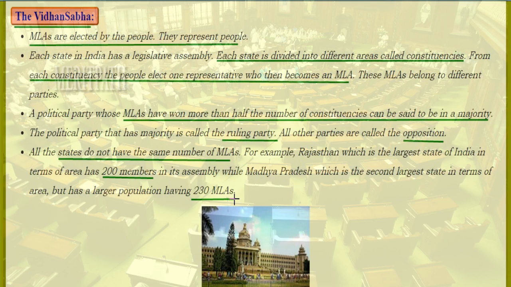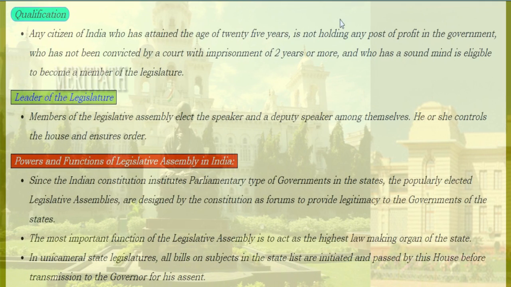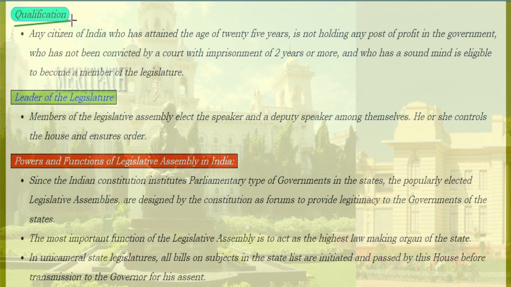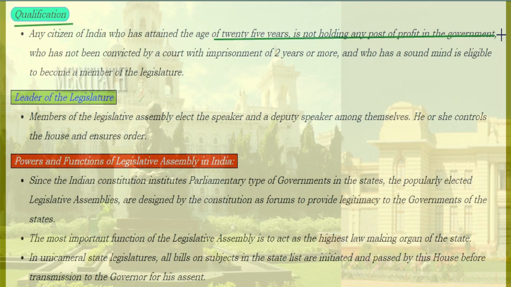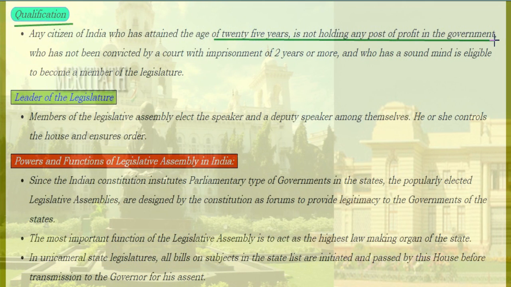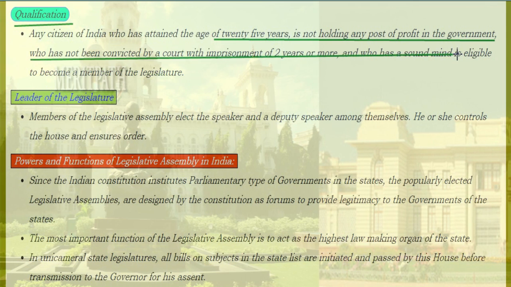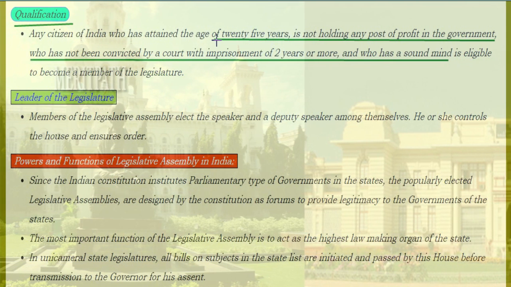It has 230 MLAs. So this is an image of Vidhan Sabha. What is the life of Vidhan Sabha? It lasts for 5 years. But in case of any emergency, if a government suddenly falls due to an unknown emergency situation, then elections may be held again before 5 years. But otherwise the assembly lasts for 5 years.